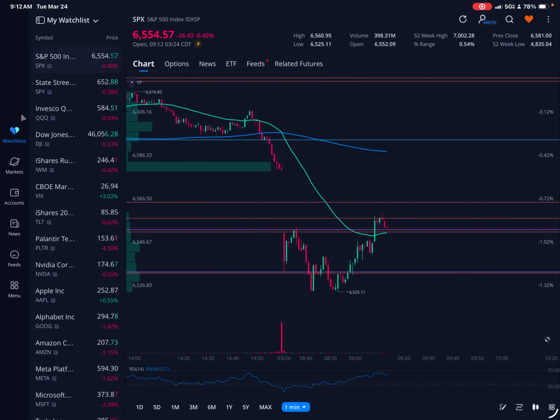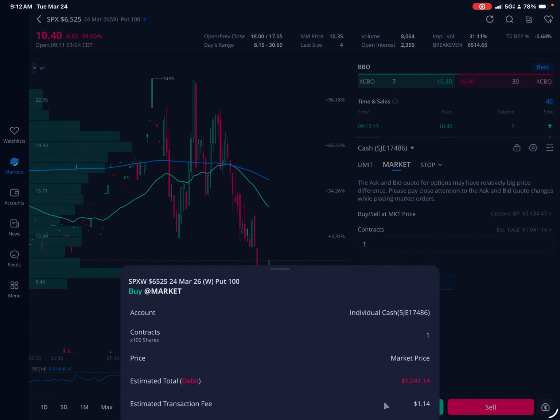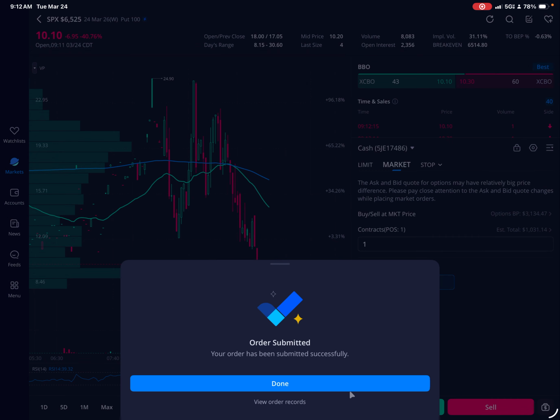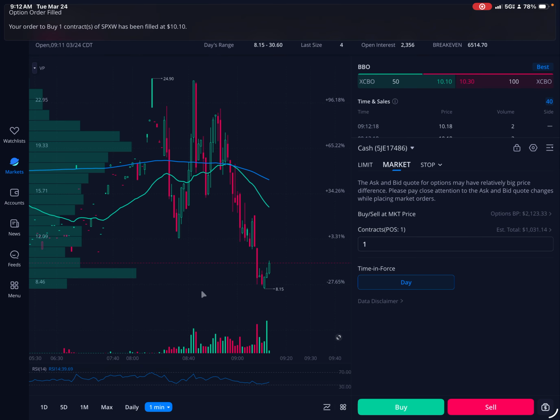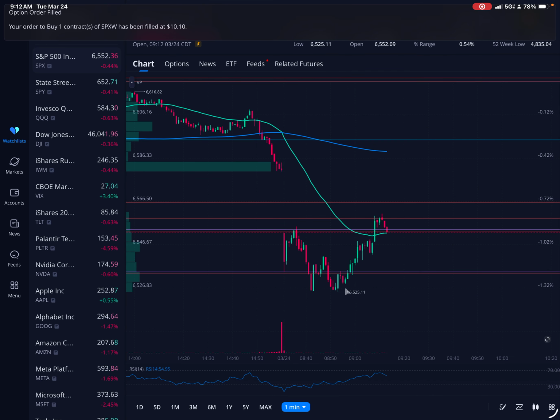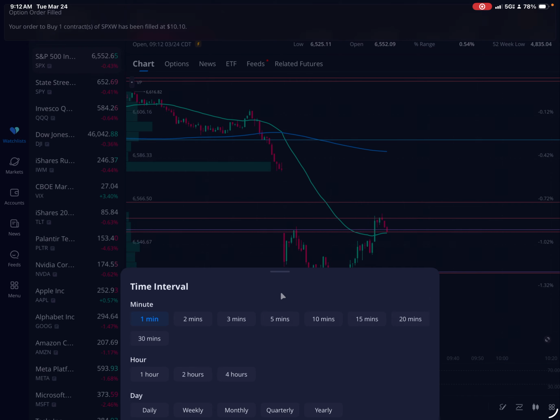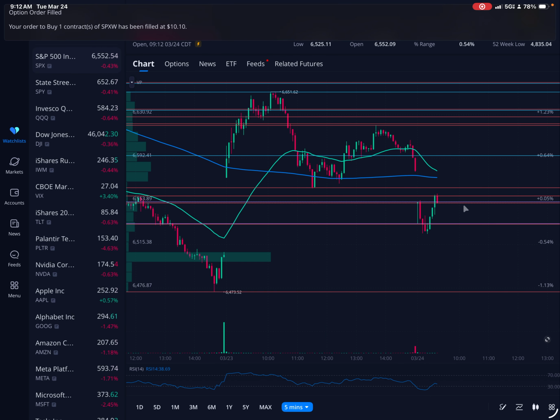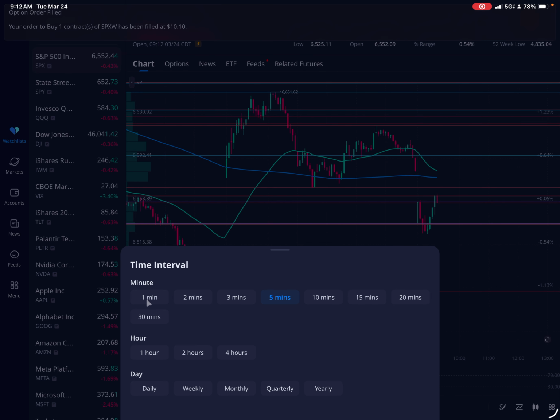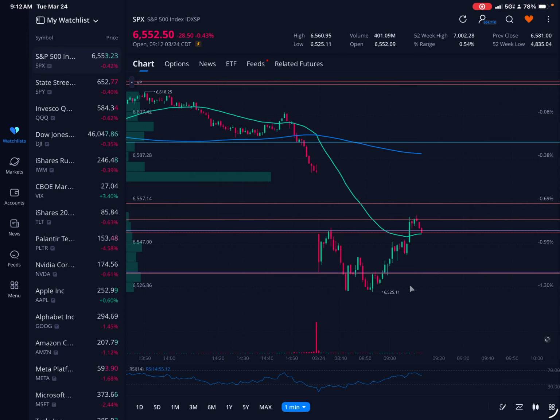Yeah, I'm thinking we might get a flush right here. I'm going to go ahead and enter. I entered at 10.10, 10.20. All right, we're going to see if we can get a flush back down here. All right, I don't really like that. I don't know why I just bought in there. Dang it.